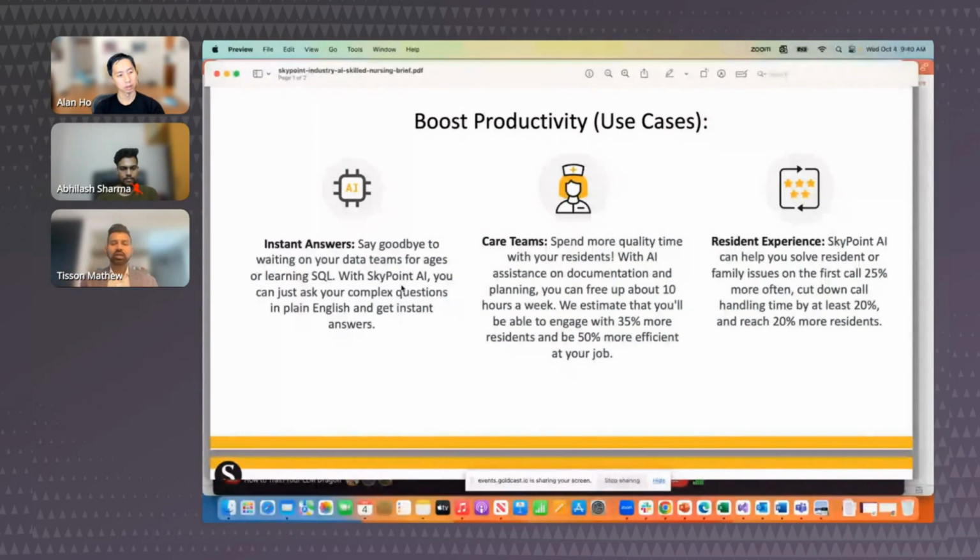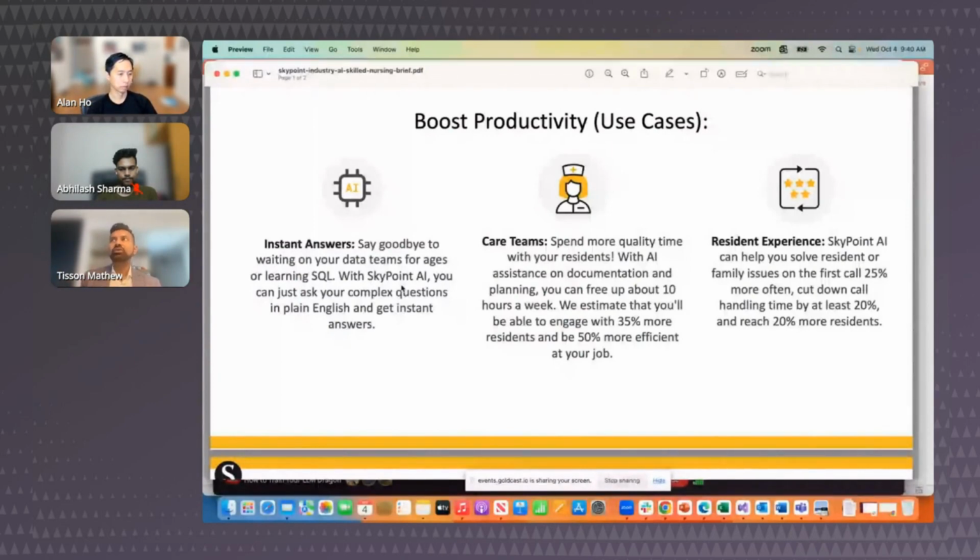And the third one is the resident experience or the patient experience itself. Most patients want to access their own information. So if we can extend these capabilities to the patients themselves or their loved ones and family members to check on, hey, did mom or dad or grandparent, are they doing well with their medication?